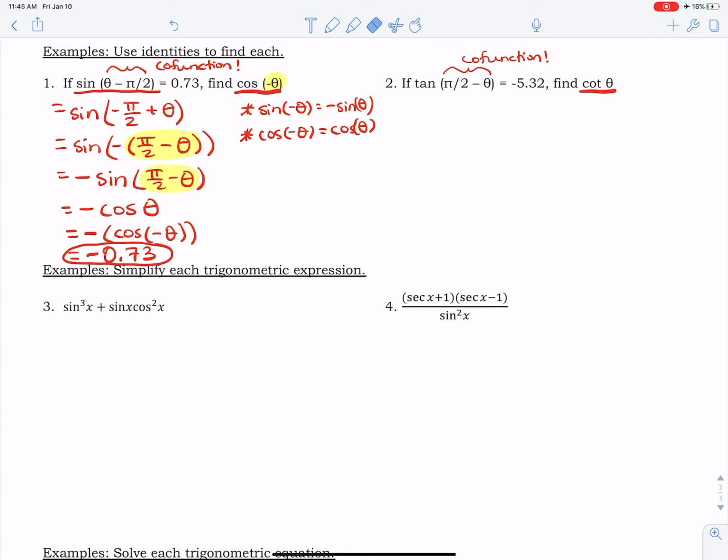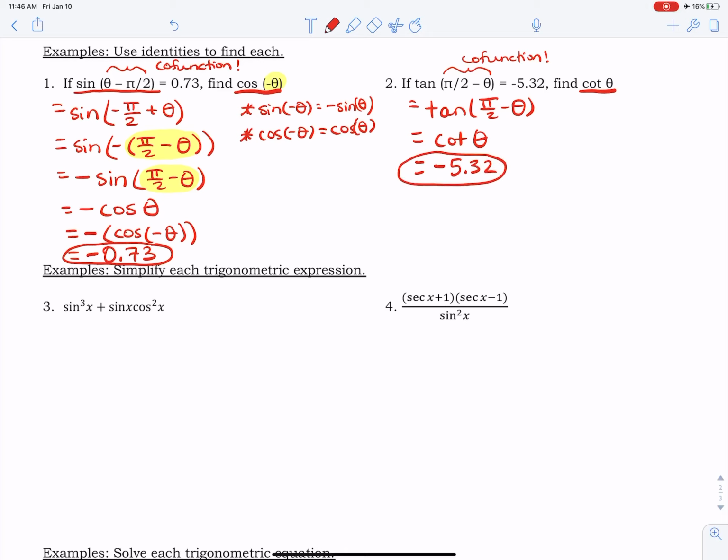Number 2. All right, let's see, it's a cofunction. It's already set up in the way that we want it, with tangent of pi over 2 minus theta. And then we just have to see what that actually equals. Oh, tangent of pi over 2 minus theta is the same as cotangent of theta. So therefore, if tangent of pi over 2 minus theta is negative 5.32, then cotangent of theta is also negative 5.32. And that is your answer. That one was much simpler than number 1.